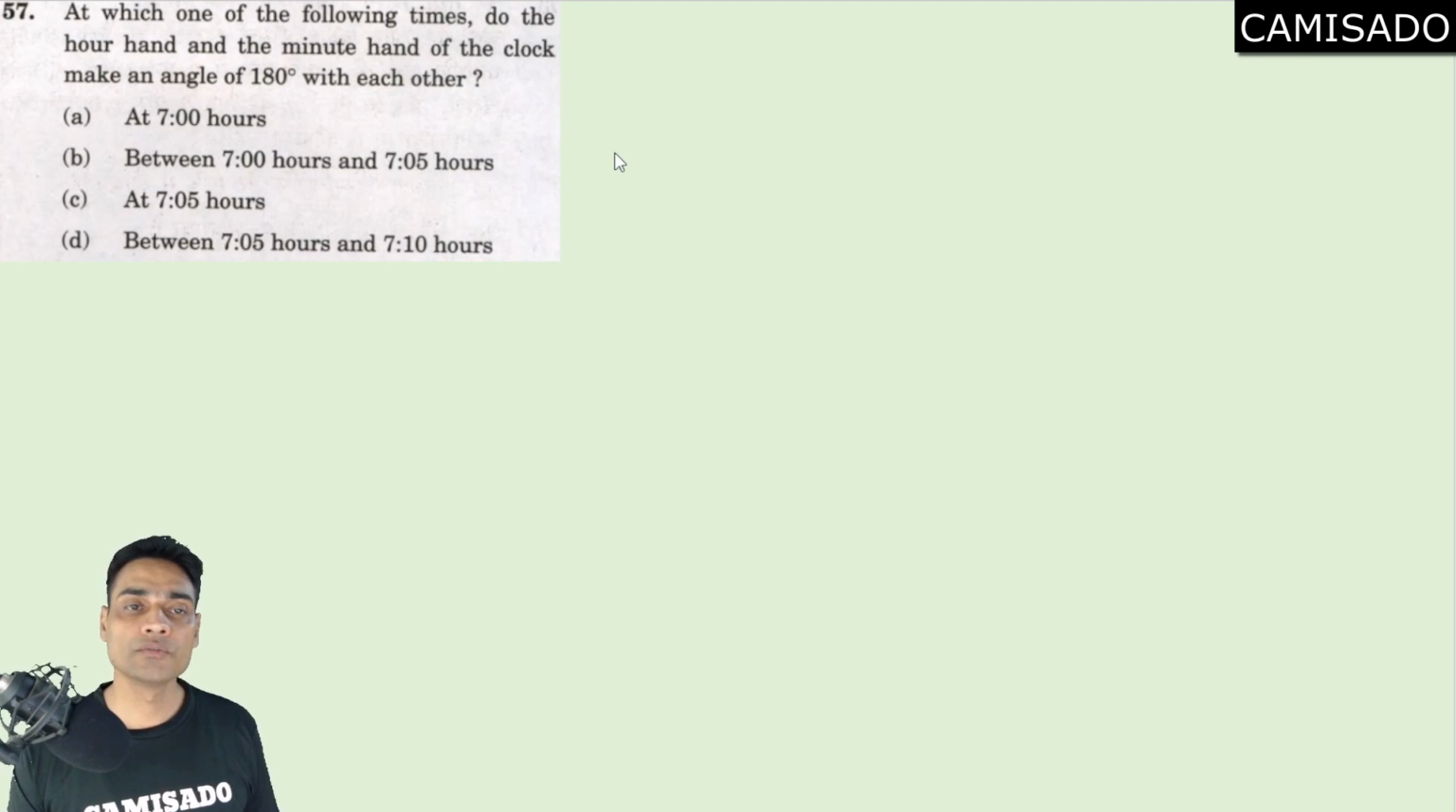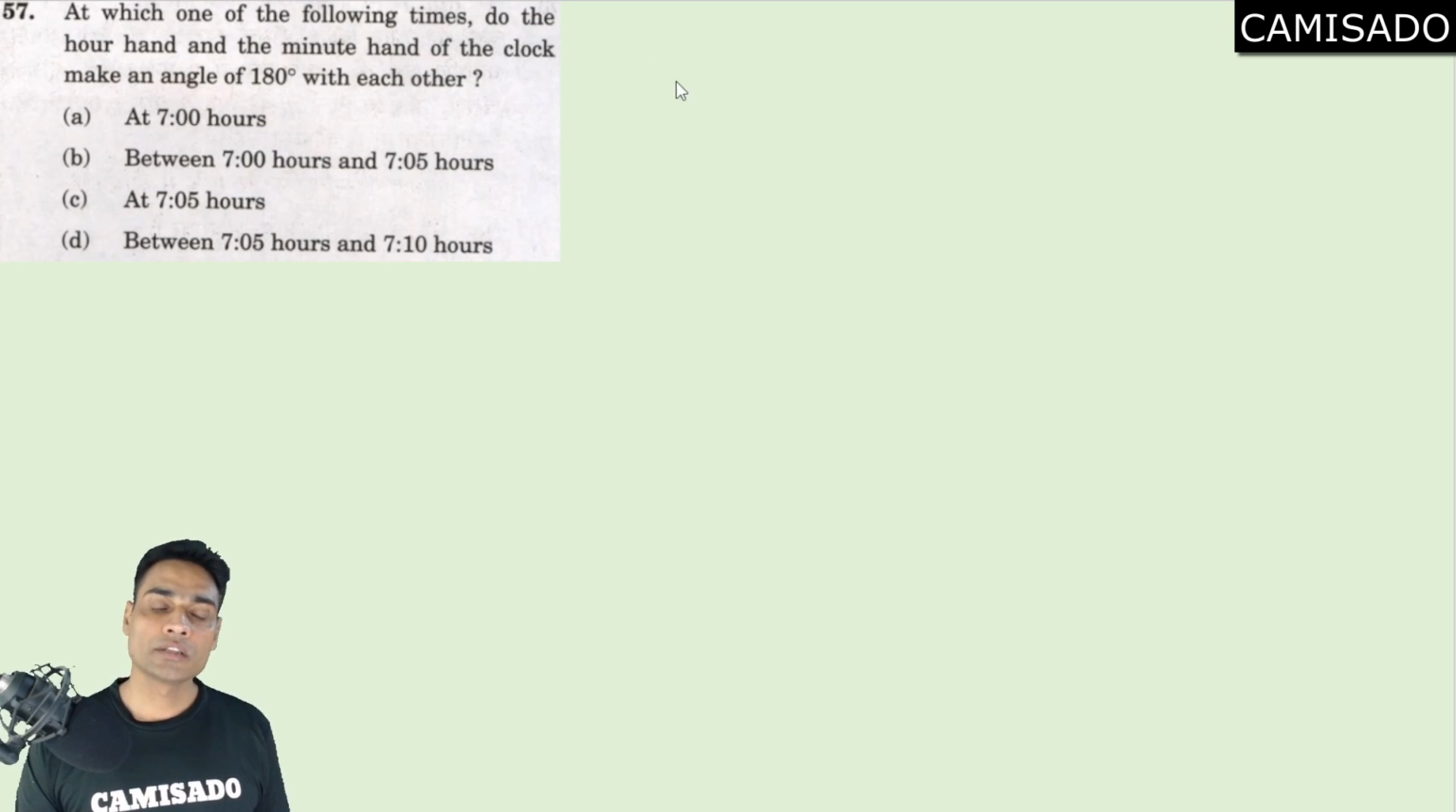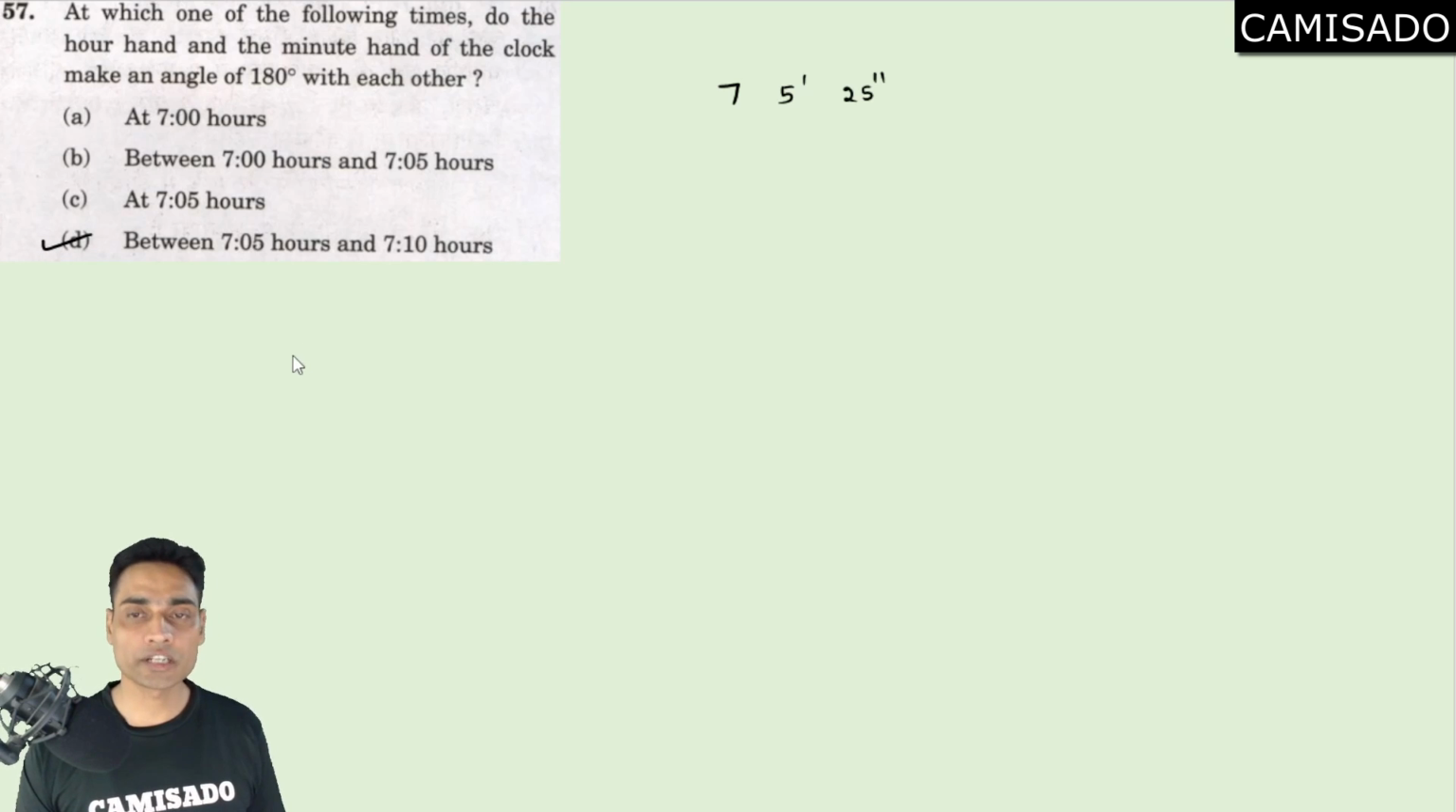At which one of the following times do the hour hand and the minute hand of the clock make an angle of 120 degrees with each other? See, if you have studied the concept of clock, at 7 hours, 5 minutes and 25 seconds approximately, the angle between the minute and the hour hand becomes 180 degrees. So it is your D option. D is the correct option.